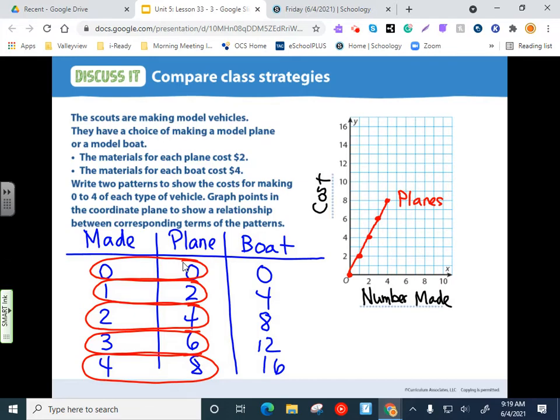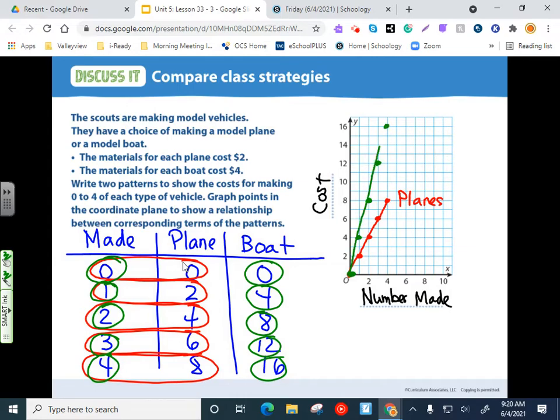Now that leaves us, I'll do in green. These will be the boats. So basically I'm going to use the 0, 0 for the boat. And then 1, 4. 1 made is $4. 2 made is $8. 3 made is 12. And 4 made is 16. And then that creates a different line.